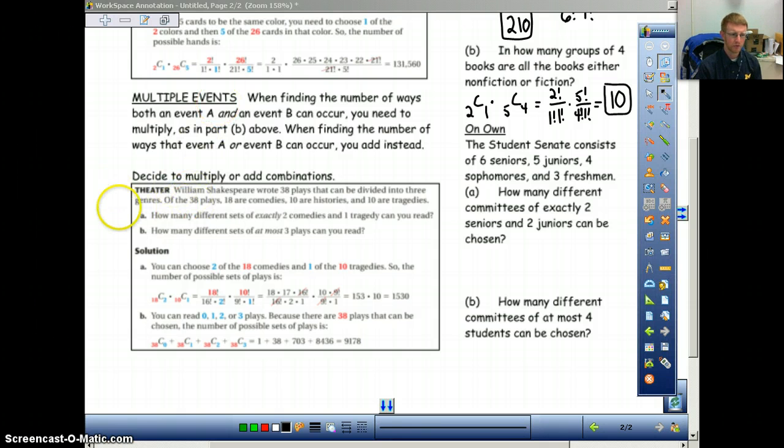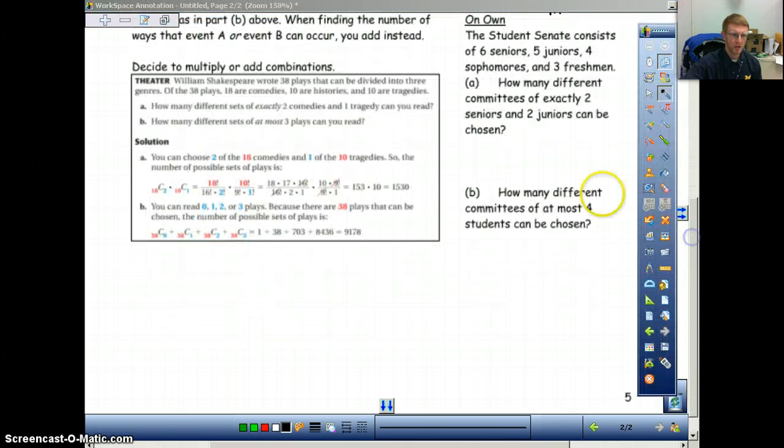So in this bottom one, let's just go through this. We are dealing with William Shakespeare, who wrote 38 plays, and they can be divided into 3 types. Of the 38 plays, 18 are comedies, 10 are histories, and 10 are tragedies. It says how many different sets of exactly 2 comedies and 1 tragedy can you read? Because they're telling us exactly, we need to make sure that is an and. That means exactly 2 comedies and 1 tragedy, so there's no or about that.